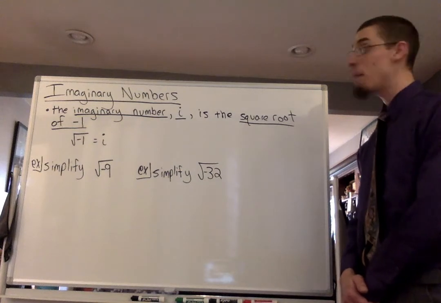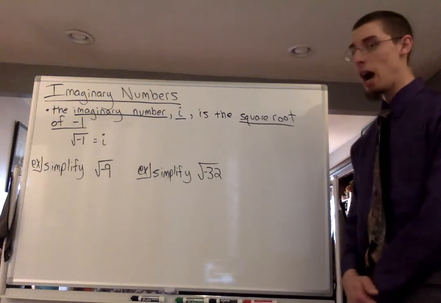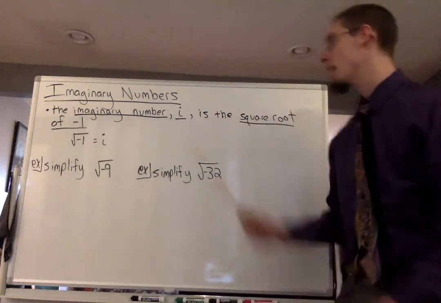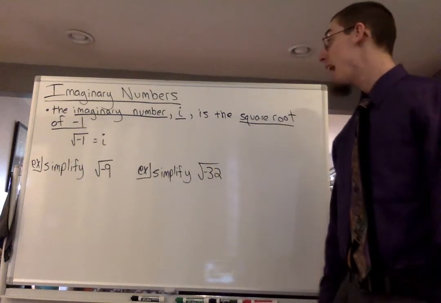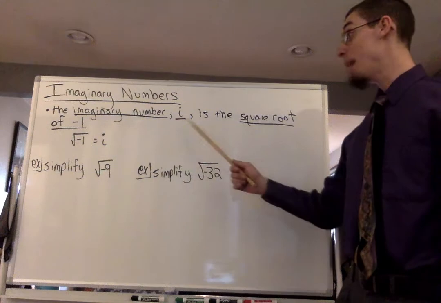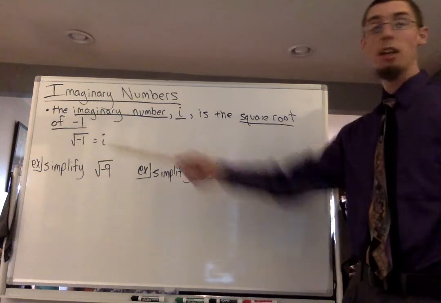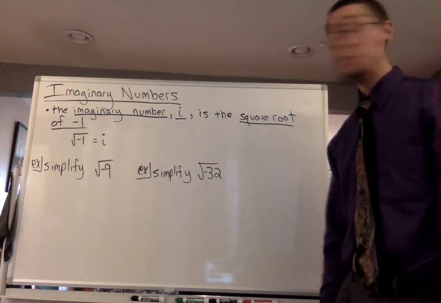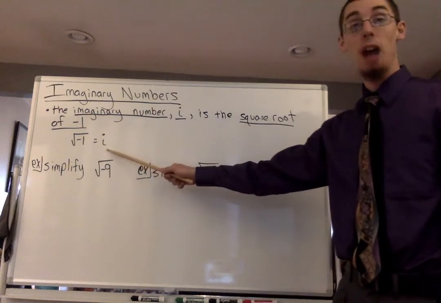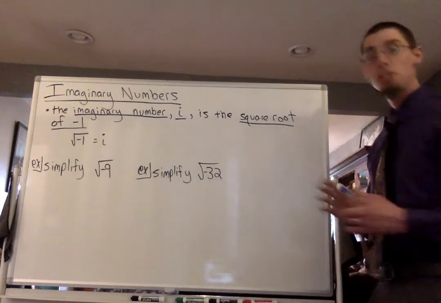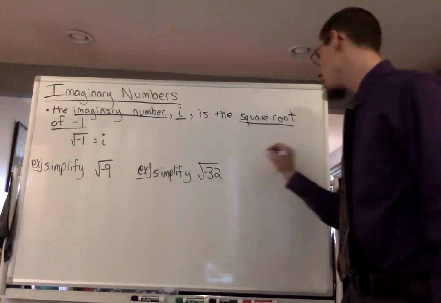Regardless, the imaginary number i. The letter i is what we use to represent the imaginary number. And it's very simple, actually. The imaginary number is just the square root of -1. So the square root of -1 is i. Now let's just think about that for a second.